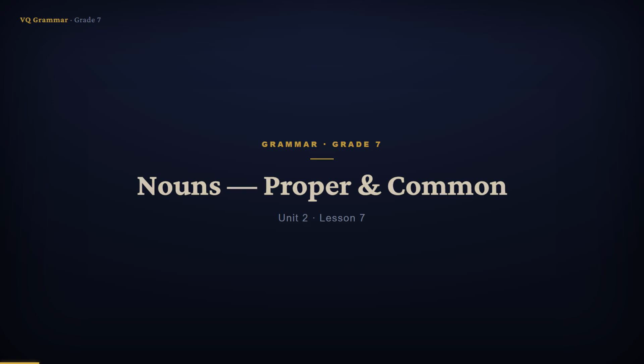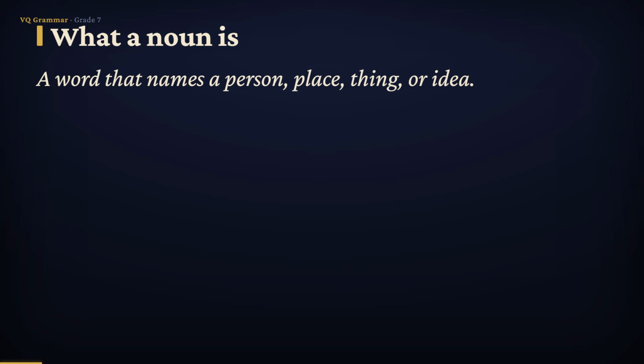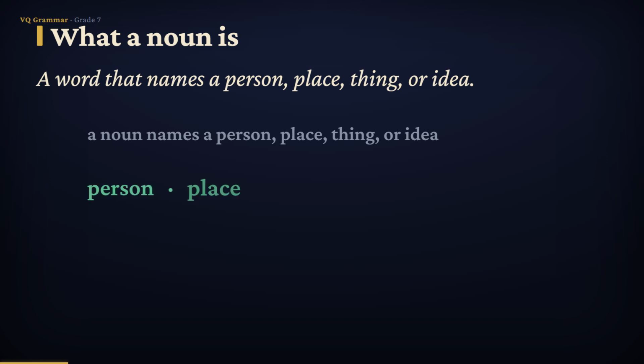Let's get started. So, what is a noun? A noun is a word that names something. It might name a person, like a coach or a friend. It might name a place, like a beach or a city. It might name a thing, like a backpack or a comet. Or it might name an idea, something you cannot touch, like courage or freedom. Person, place, thing, or idea.